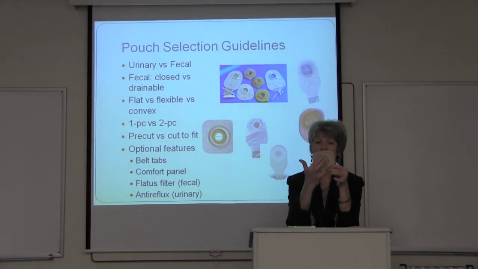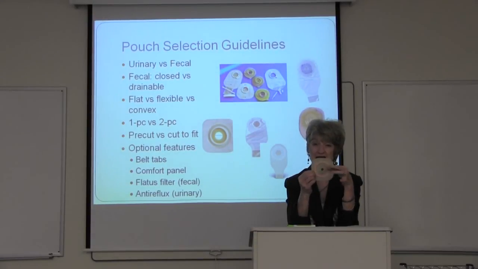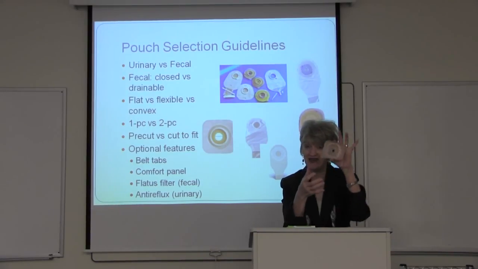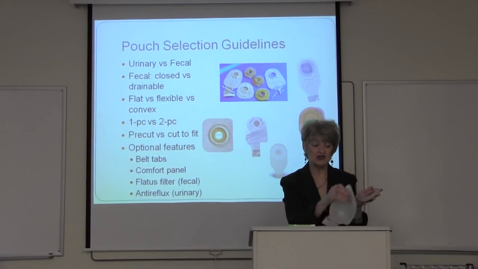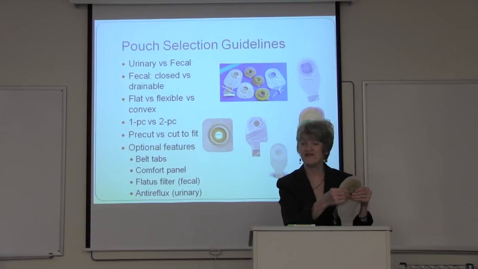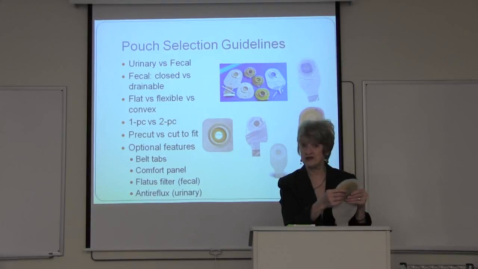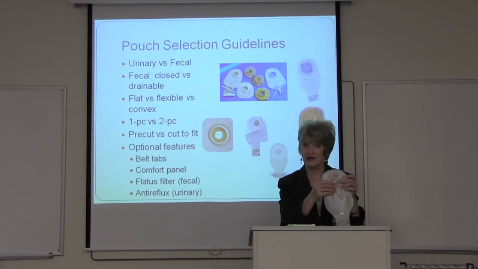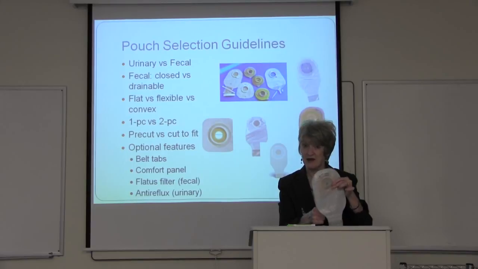Most of your flat pouches have rigid components, so they have a flange to which the pouch attaches, or they might have a belt ring. If I have any rigid components, that means that this cannot contour to creases, and so your flat pouches in general are considered to be a good choice when you have a relatively flat pouching surface, but not a good choice for creases, and also not a good choice for a stoma that's deeply retracted in a valley. So flat pouches, when are they a good choice? When you have a flat pouching surface.